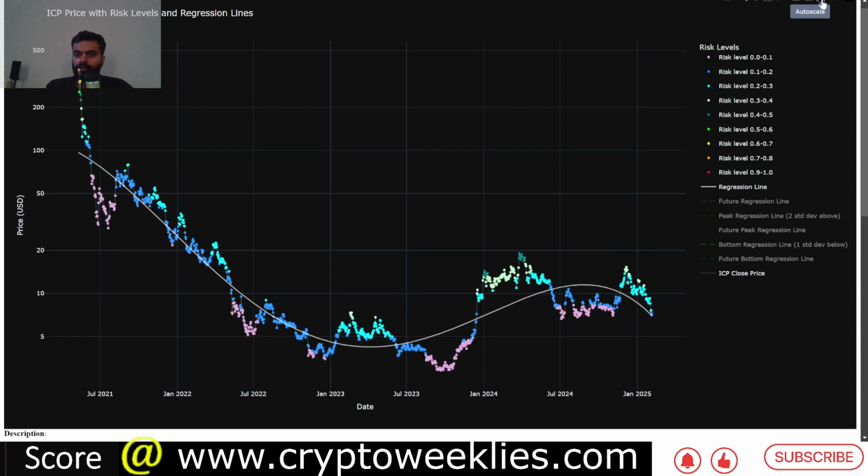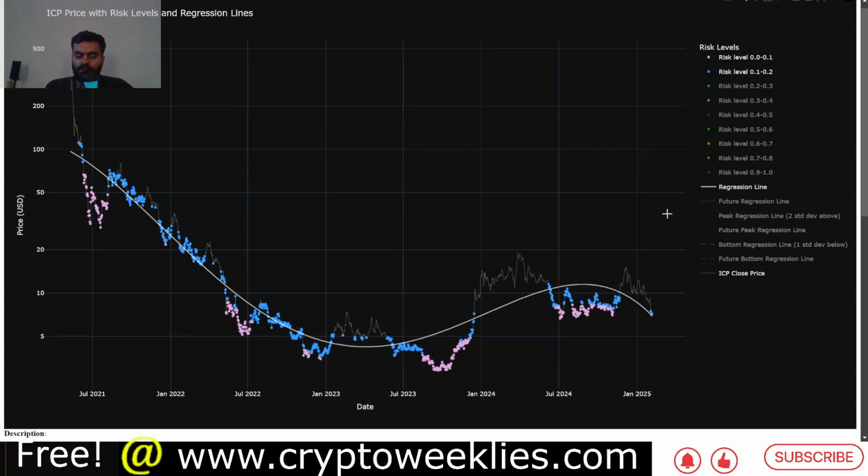So it's the second best time to DCA if you look at the risk levels. Let's ignore all the elevated risk levels for ICP and only have this hypothesis that DCA only makes sense when the risk levels are less than 20%. Again, we are very close to that 20% margin or 20% risk level.